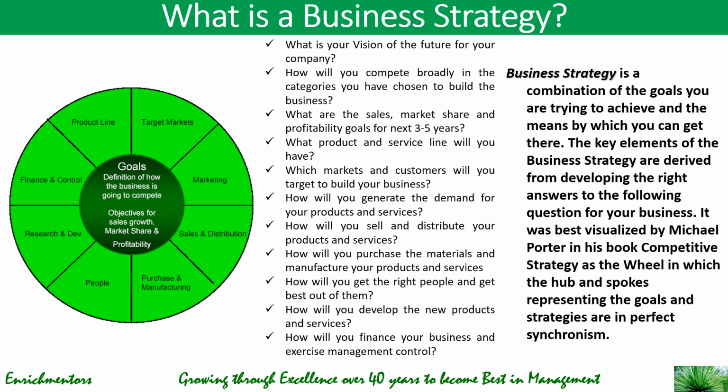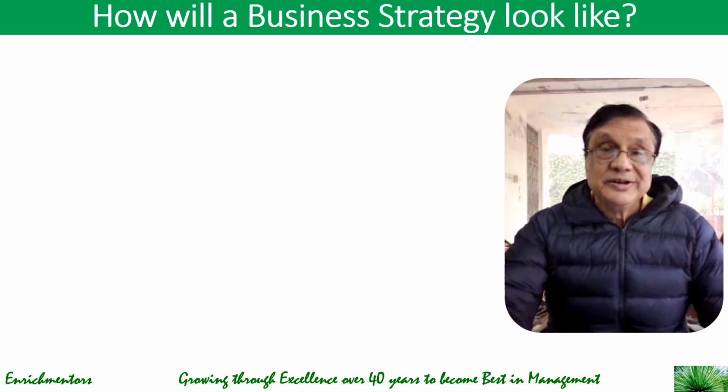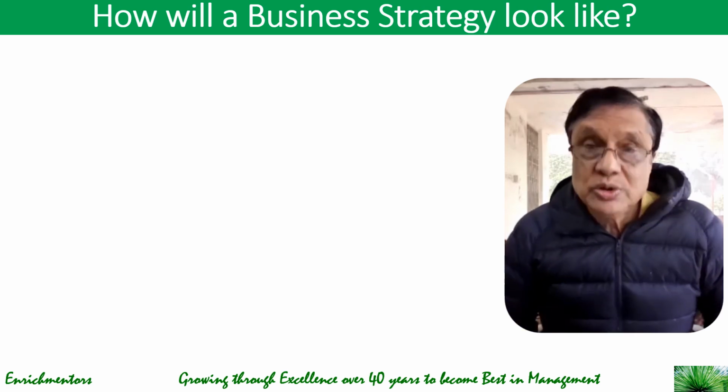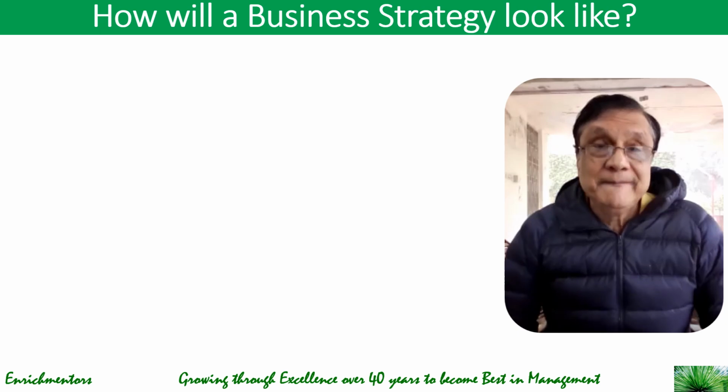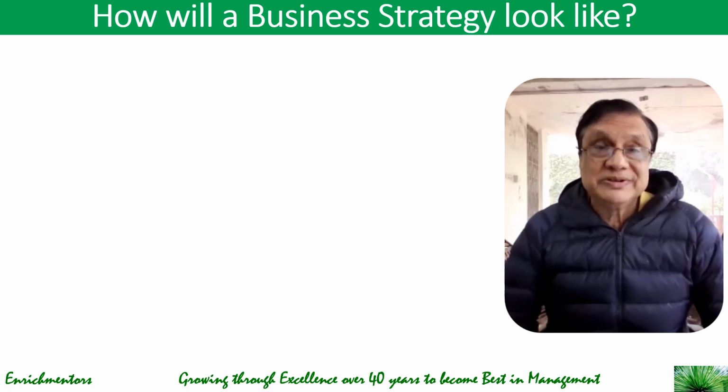So that is what I would call a good definition of a business strategy. So what will a business strategy look like? Michael Porter visualized this as a wheel. So will it look like a wheel? And how do I present it?